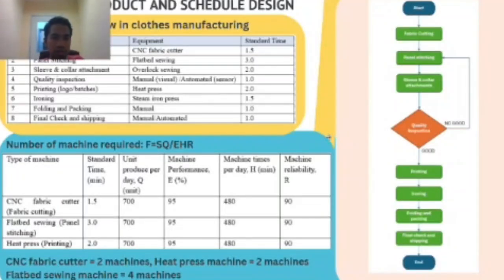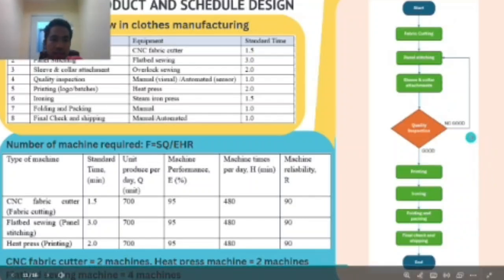Okay, moving to chapter 2. We apply the process design flow in clothing manufacturing. All this operation data is by assumption. We have fabric cutting, panel stitching, sleeve and collar attachment, until final checking. From this table we can generate the flow chart, and this is the process sequence from fabric cutting, panel stitching, until final check and shipping.